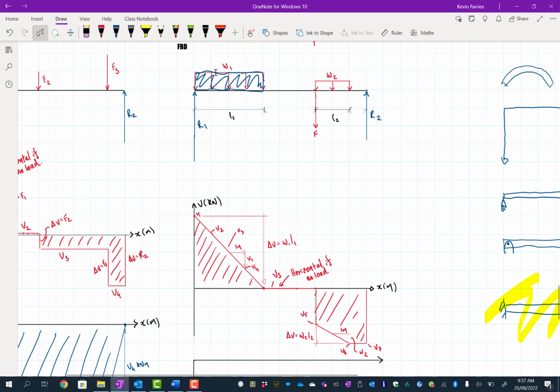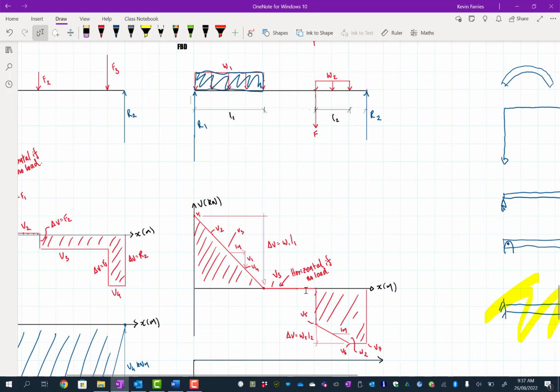And then we'd remember, it's a rectangular line load, so it's going to be a straight line. The amount you'd have to jump is the area, which is just W1 times L1, and you'd jump down that distance in shear. We're going downwards because this line load is going downwards. And shear's not so confusing because positive is upwards.